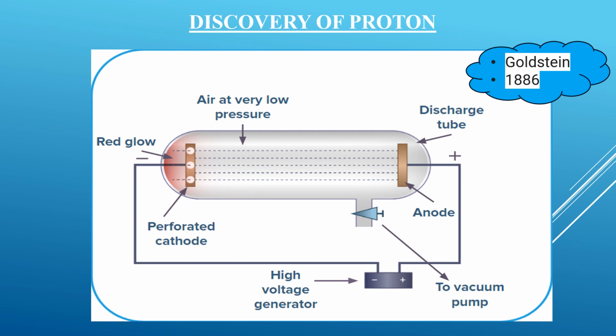Again, a zinc sulfide layer was kept at the back of the cathode and a red glow was produced this time. Since the particles are moving towards the cathode, that means they are moving towards the negatively charged electrode. It was assumed that the rays being emitted from the anode must be carrying positive charge, or must be carrying positively charged particles.